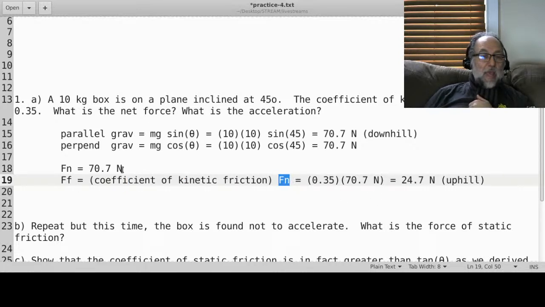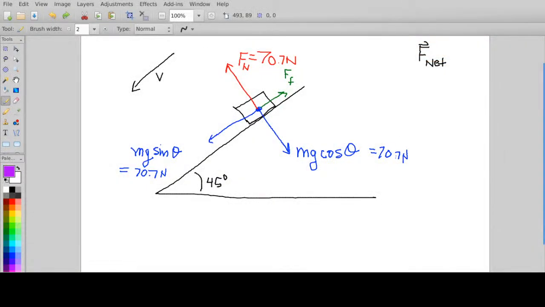Now we have all four components. Let's switch back to our diagram so we can see them together. I know this is equal to 24.7 newtons. You work this way: do a little calculation, go back to the diagram and write in the numbers, and once you have all the components, you can work out what F net is.